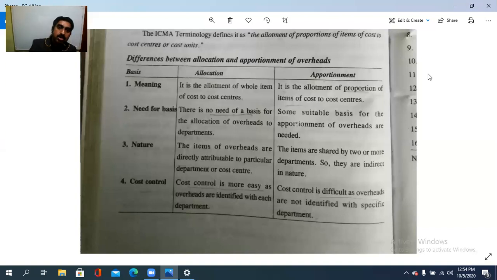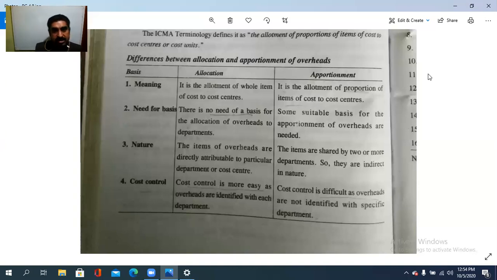അതുകൊണ്ട് കോസ്റ്റ് കൺട്രോൾ കുറയ്ക്കാൻ വളരെ ബുദ്ധിമുട്ടാണ് അപ്പോർഷൻമെന്റില്. While in allocation it is easily controlled because one single department is allotted that particular figure or that particular expense. Clear?